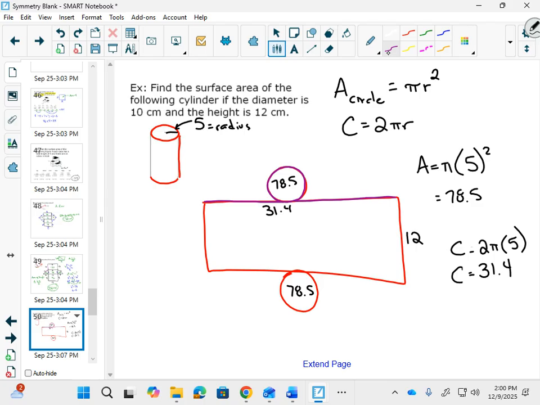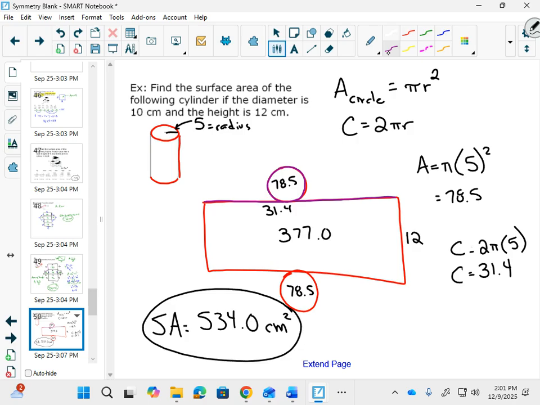And I type that in my calculator, and I get this area to be 377.0 for one decimal place. I add them up, and my total surface area is 534.24.0 centimeters squared.